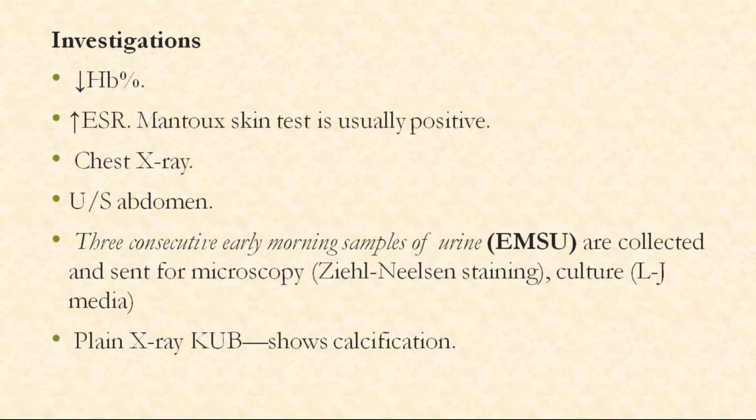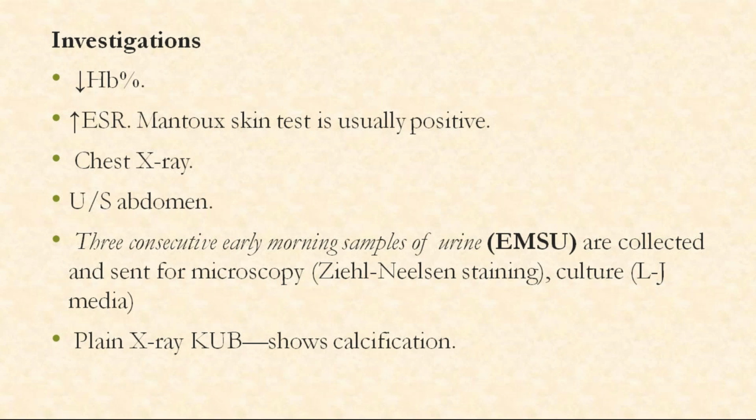So how do you investigate? How do you manage this case? You have to do some investigations. Important is the hemoglobin. Why is hemoglobin important? Sometimes the patient is having hematuria, so there is blood loss and the hemoglobin level has come down. So you should estimate the hemoglobin. And whenever tuberculosis is there, ESR is raised.